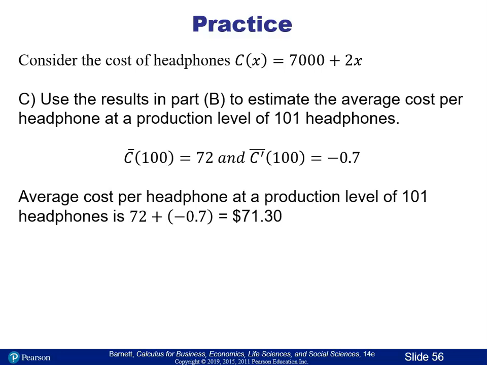Okay, use the results in part B to estimate the average cost per headphone at a production level of 101 headphones. So basically we know that the average cost of producing 100 is 72, and then we know that the average cost is changing, decreasing by about 70 cents per item produced. So we're going to take the 72 for the 100 and we're going to subtract how it's changing, and we come up with $71.30 as the average cost per headphone when we produce the 101st headphone.